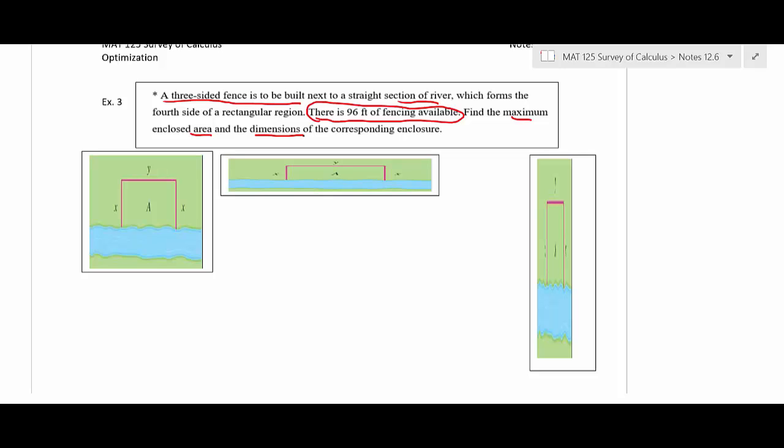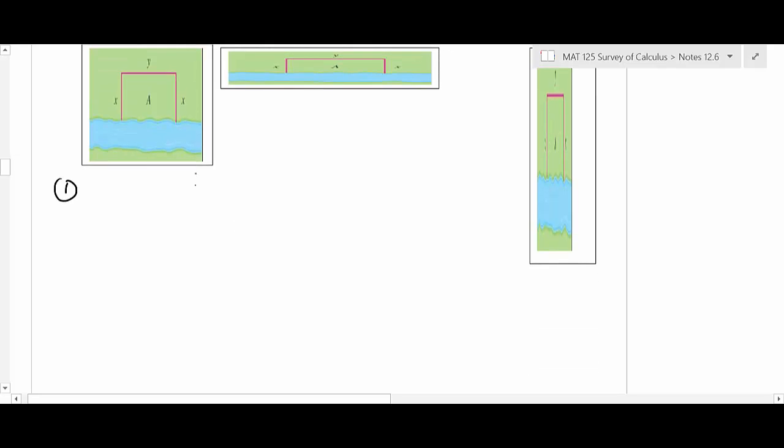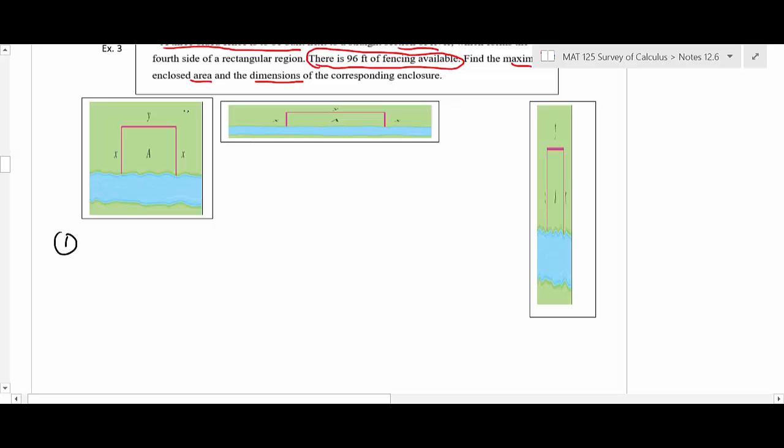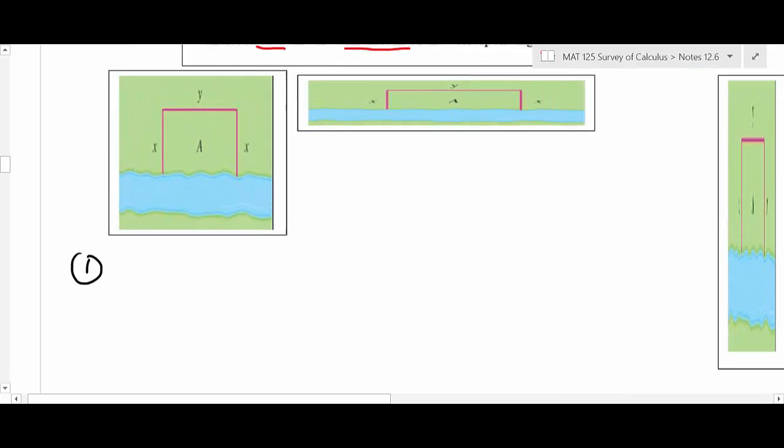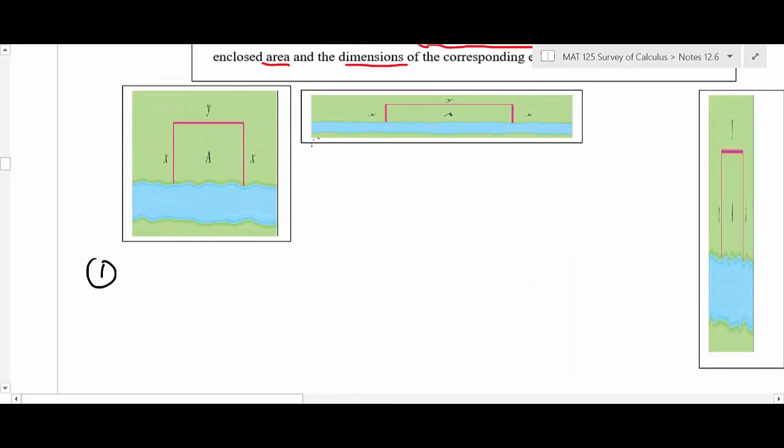What you've got to do on these problems, the first thing you always want to do, is set up equations. You draw a picture. I've already got a picture, so let's use it to show this. I've already labeled the sides x and y. 2 of the sides are equal, and then we have that.